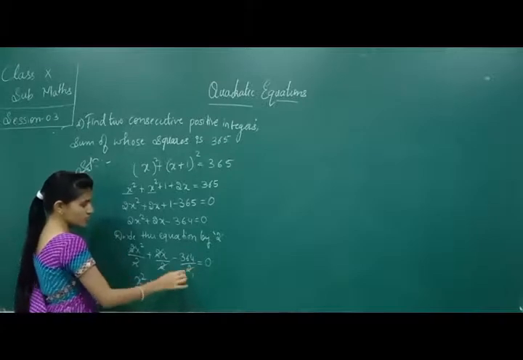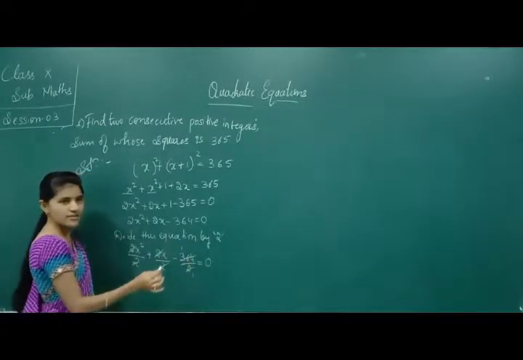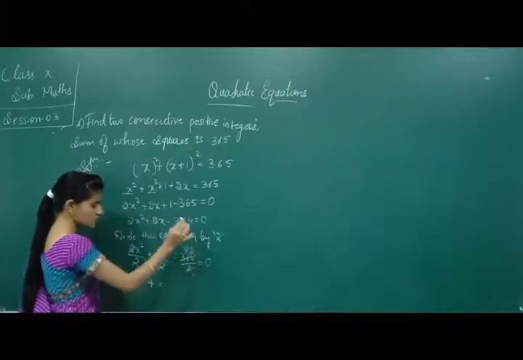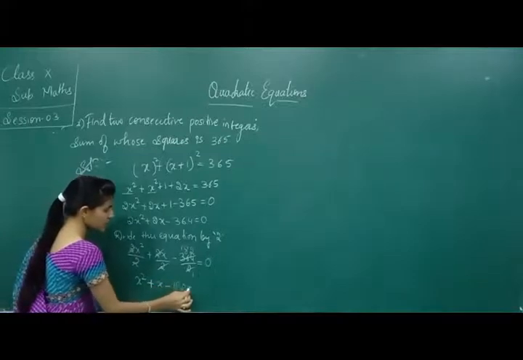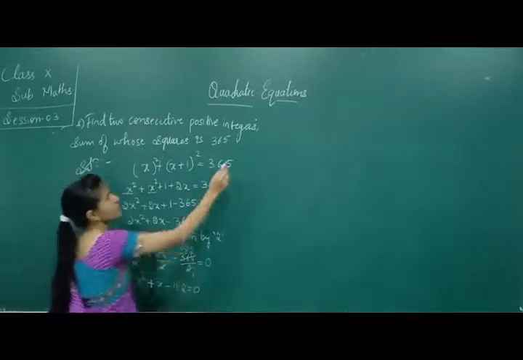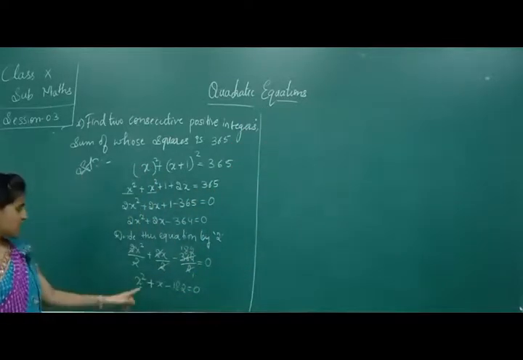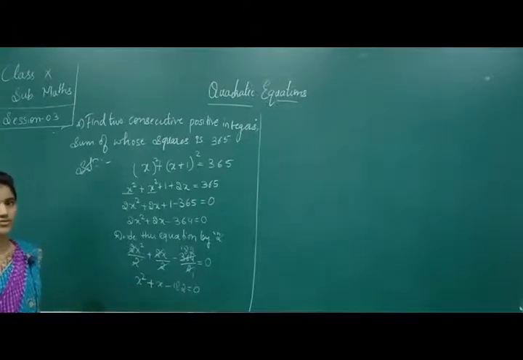2 ones are 2. Again 2 ones are 2. 1 is left. I am going to get 2 8s are 16, 2 2s are 4. Then that is minus 182, which equals 0. So, we found a quadratic equation: x square plus x minus 182 is equals to 0.